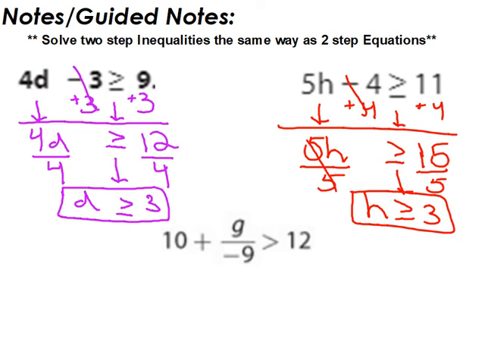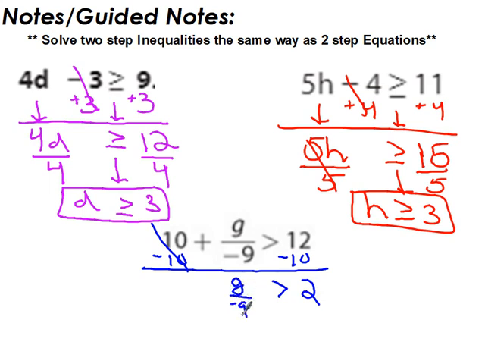Now for this last one, it's in a little bit of a different order, but g is right here with this divided by negative 9. So I want to get rid of the constant first. I want to get rid of this positive 10. The opposite of positive 10 is negative 10, so I'm going to subtract 10 from both sides. That 10 minus 10 is 0, which makes it go away. 12 minus 10 is 2. Bring down my symbol, bring down what I have left. I have g divided by negative 9.